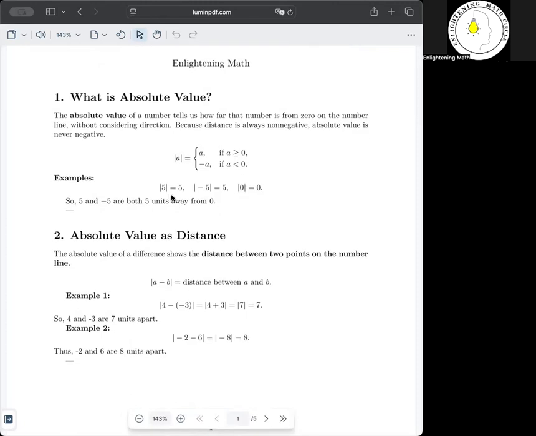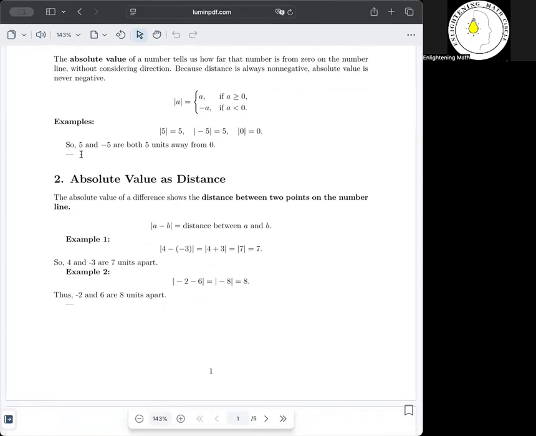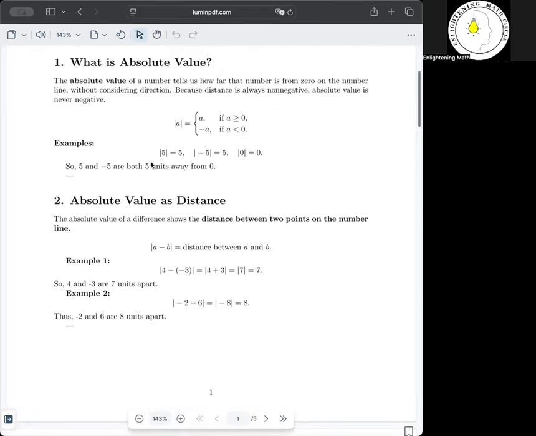So examples: the absolute value of 5 is 5, which makes sense. Now the absolute value of negative 5 is also 5, because once again it is the distance between that point and zero, and distance can never be negative. If you visualize it and take the number negative 5 on a number line, count how many spaces it takes to get to zero. It would take 5 spaces or 5 dots. That's basically what absolute value is. The absolute value of 0 is 0, because the distance from 0 to 0 is still 0. So 5 and negative 5 are both 5 units away from 0 on the number line.